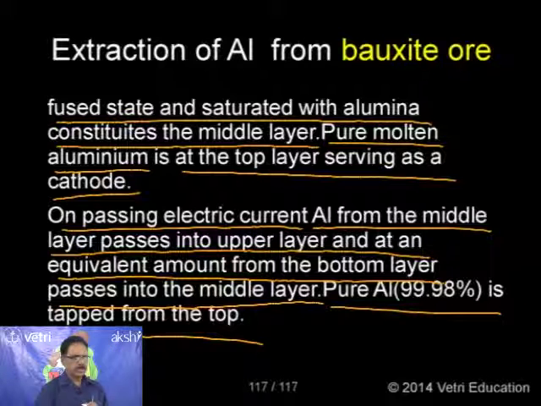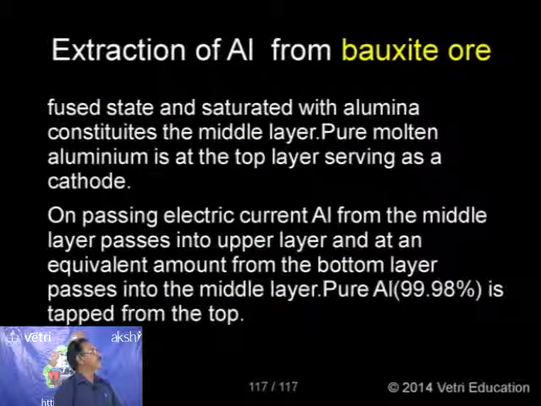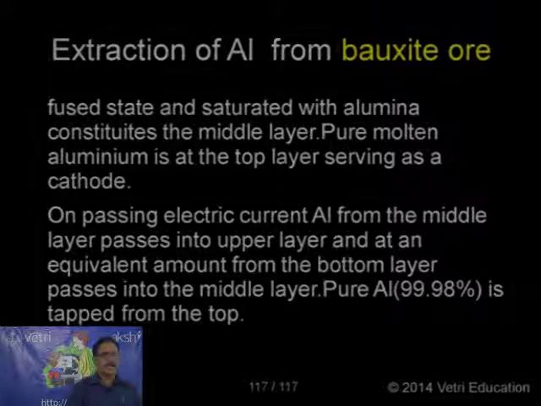This is the interesting information regarding the general principles and processes of isolation of elements. I hope I have discussed 4 important specific examples and explained them specifically. I hope you have enjoyed the lecture.